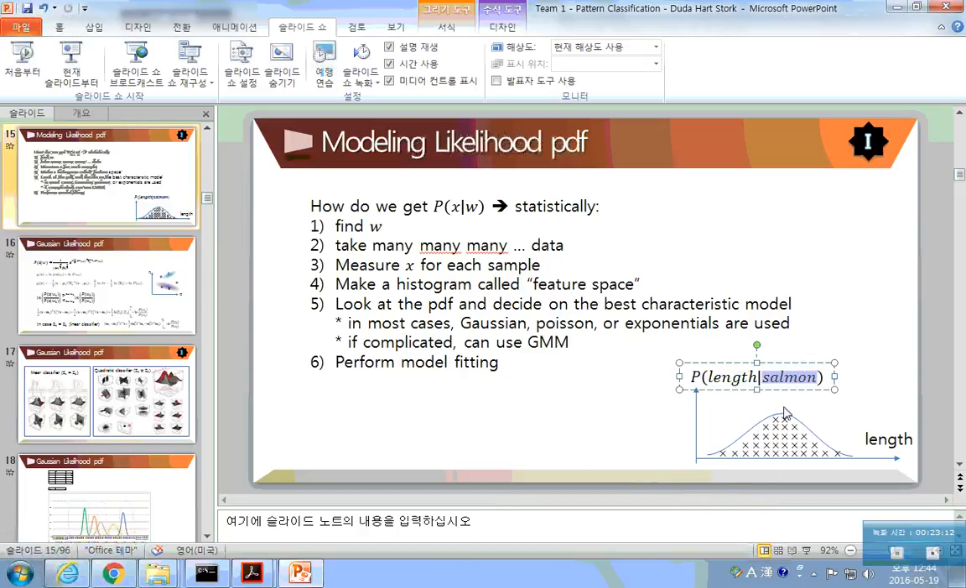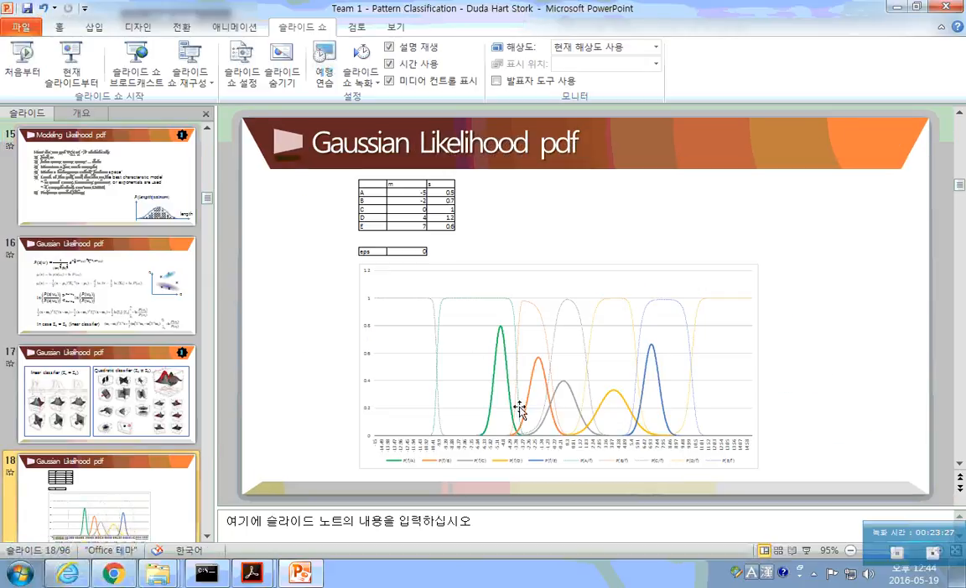And then I just fit it, model this probability. And do the same thing with the sea bass. So I have to put the sea bass in front of the camera and make another likelihood of the length given sea bass, and make another distribution here. Hopefully these two distributions will not be overlapping.